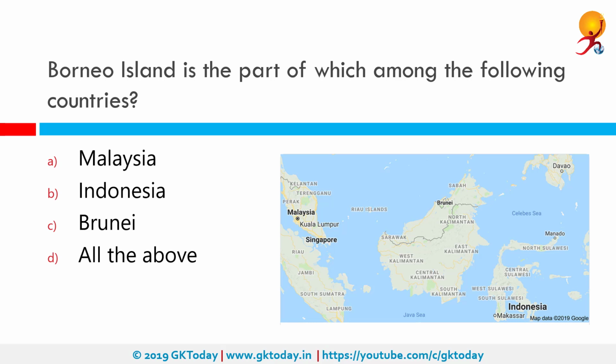Borneo Island is part of which among the following countries? The correct answer is all of the above. So if you see in the map, you can see Malaysia, Indonesia, Brunei, all of them surrounding the island. Borneo is a giant rugged island in Southeast Asia's Malay archipelago and is shared by the Malaysian states of Sabah and Sarawak, Indonesian Kalimantan and the tiny nation of Brunei.